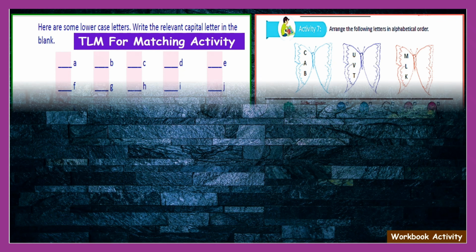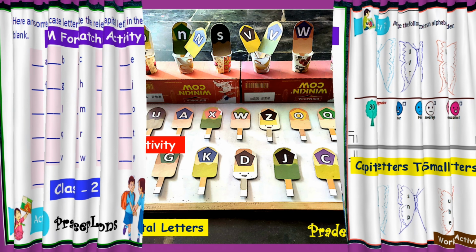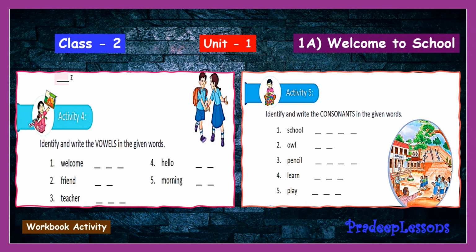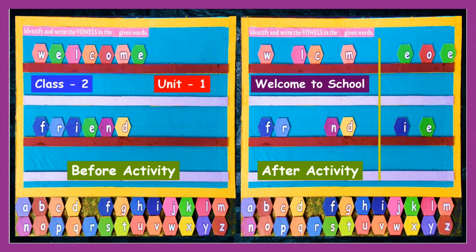Next, my teaching learning material is capital letters to small letters. For this, I made it very colorful and attractive. Next, my TLM is identifying the vowels and the consonants in a word. For this, I made this type of teaching learning material. It is very colorful to attract children.